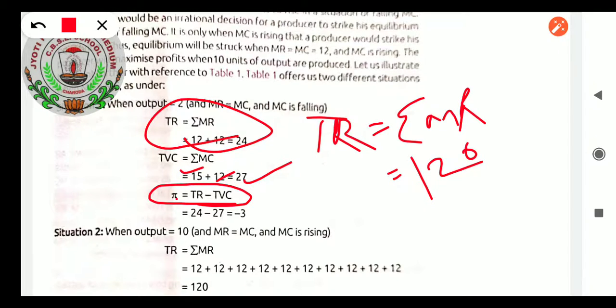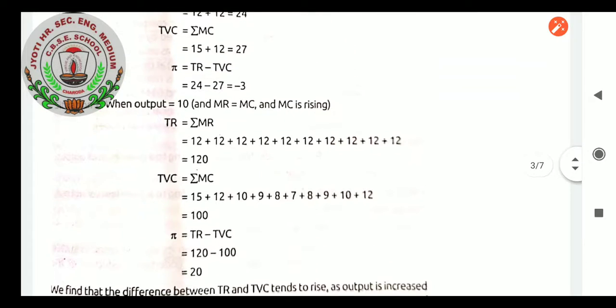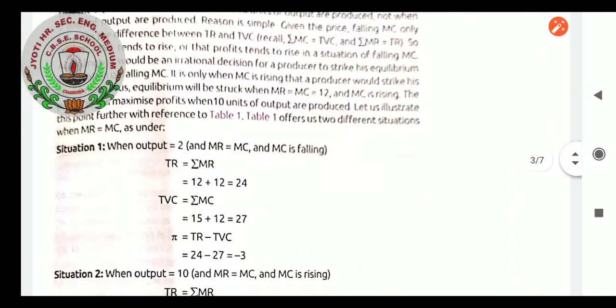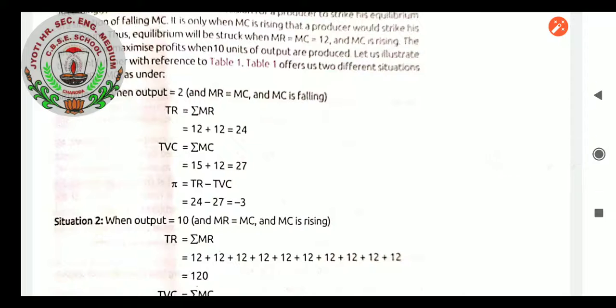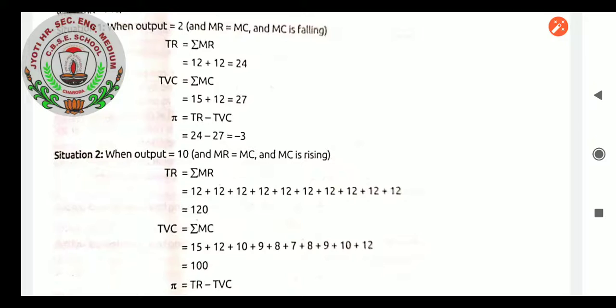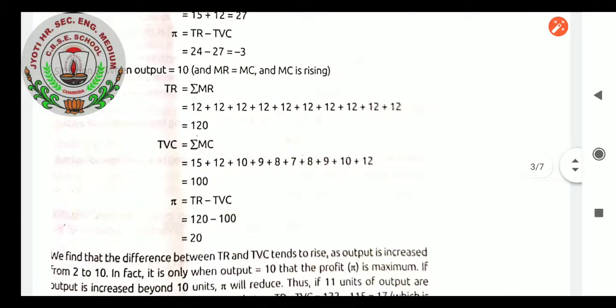Total revenue equals 120. Total cost will be added up to the 10th unit, and we are getting the total as 100. You can see in this table: 15 plus 12 plus 10 plus 9 plus 8 plus 7, and so on. Total variable cost, which equals total cost, is 100. Now for the 10th unit of output, profit equals total revenue minus total variable cost. 120 minus 100, how much profit are we gaining? 20 units of profit.